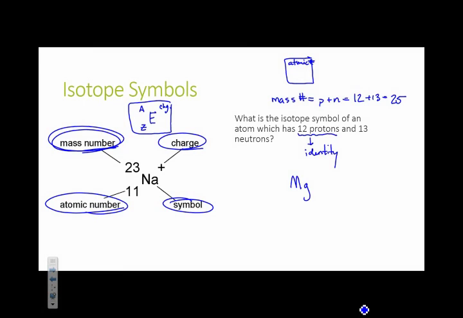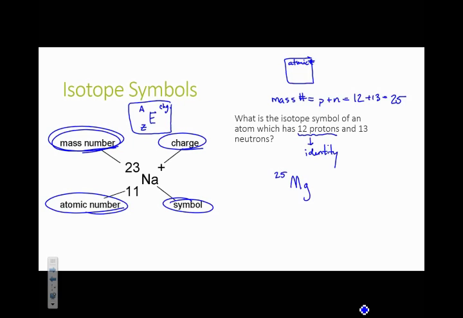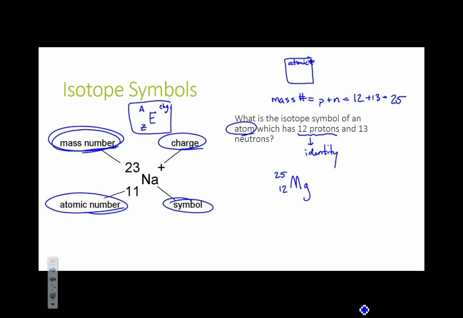I always think of the big number goes on top. And then my number of protons is written down here. In this case, I don't have any information about electrons, and I'm told that it's an atom. So we can safely assume that it's neutral, and my isotope symbol is finished.